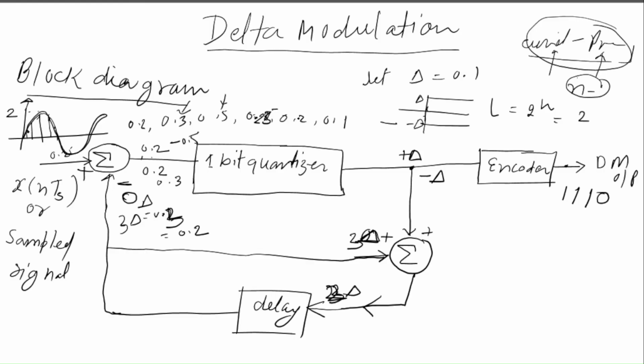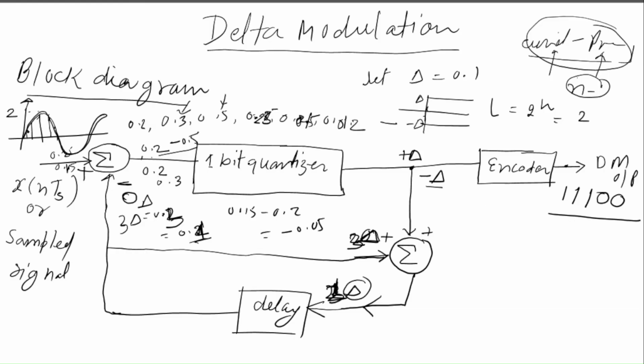Again, let us take it as 0.15. So when it becomes 0.15 minus 0.2, it will give you minus 0.05. So when it is negative, then again it is minus delta and it will give you 0. Similarly, it will become plus 2 delta minus delta, here it will become only delta, and again it will become 0.1, then 0.02, like this. So this similar pattern is going on, and here it is the delta modulated signal, that is in the form of 1 1 and 0 0 0.